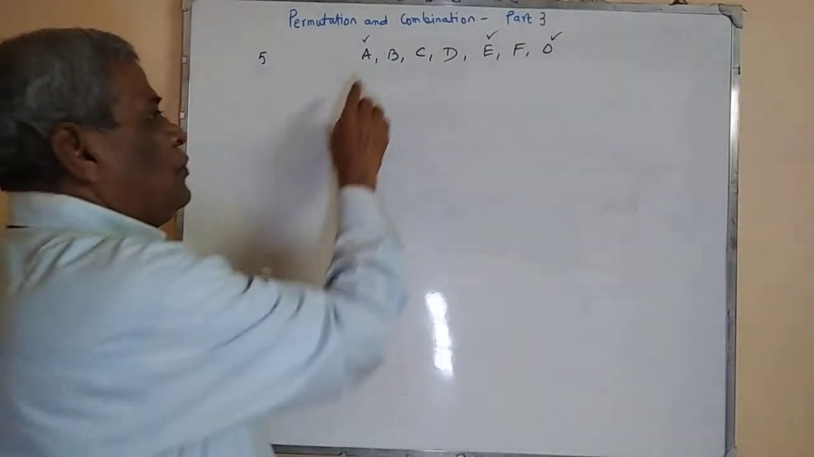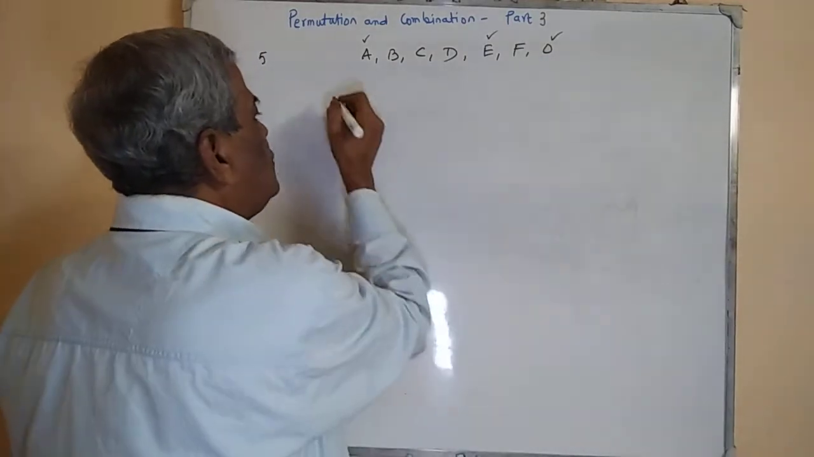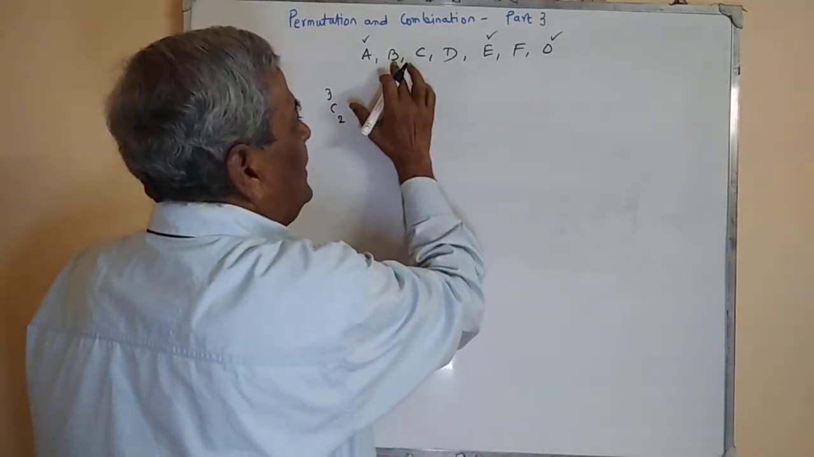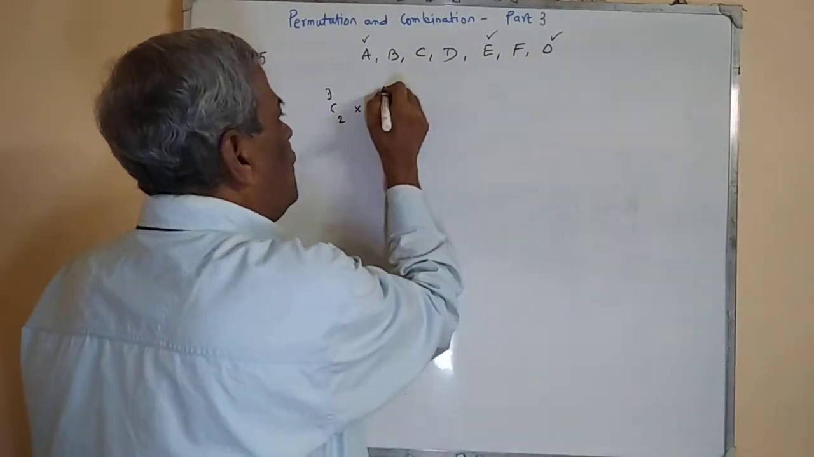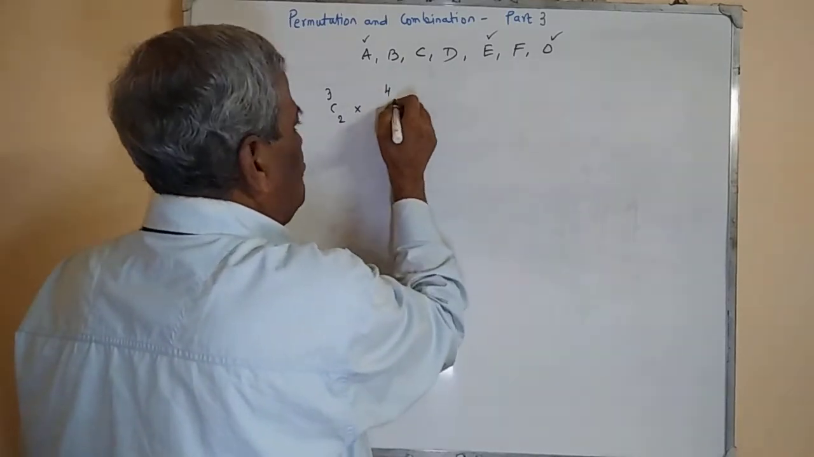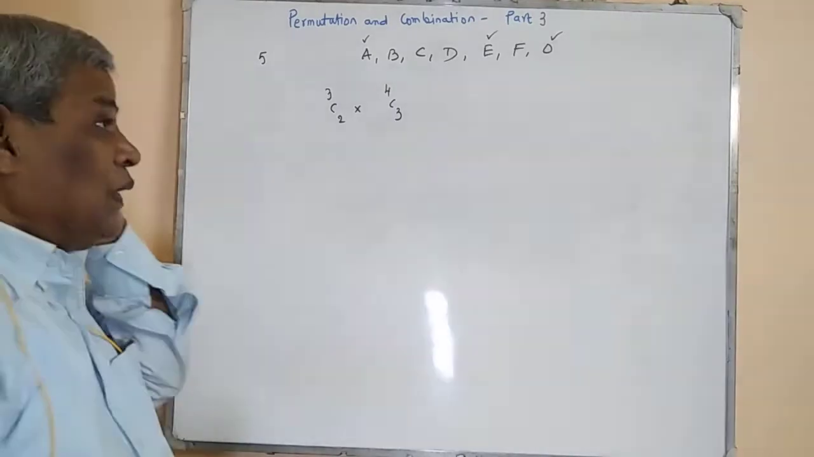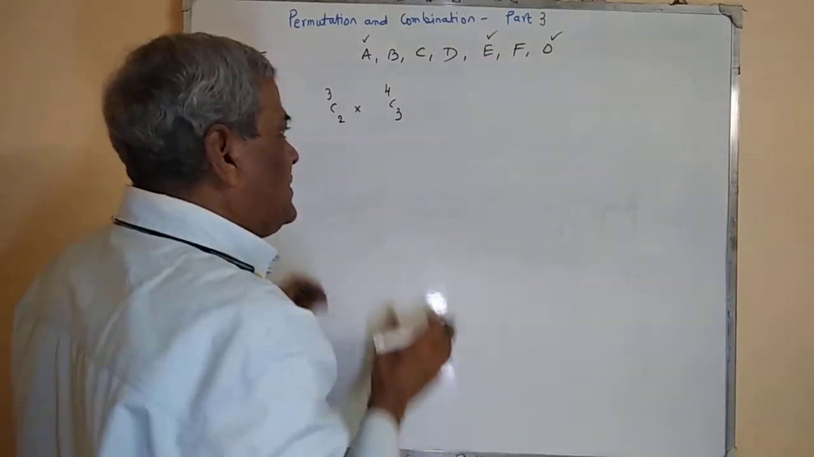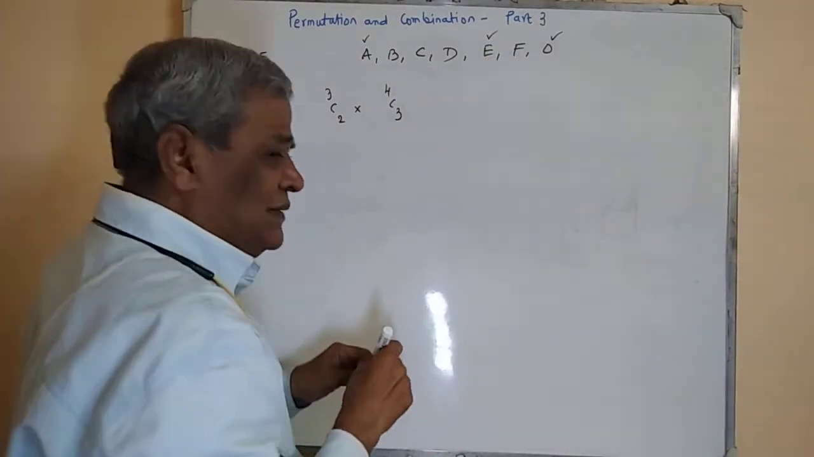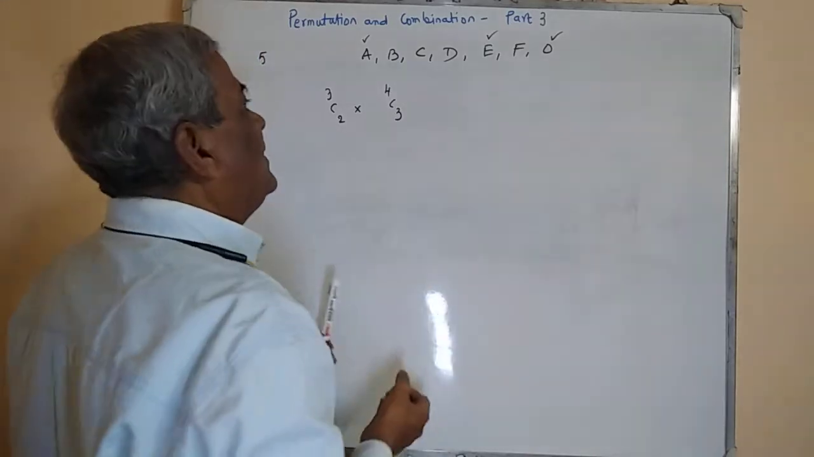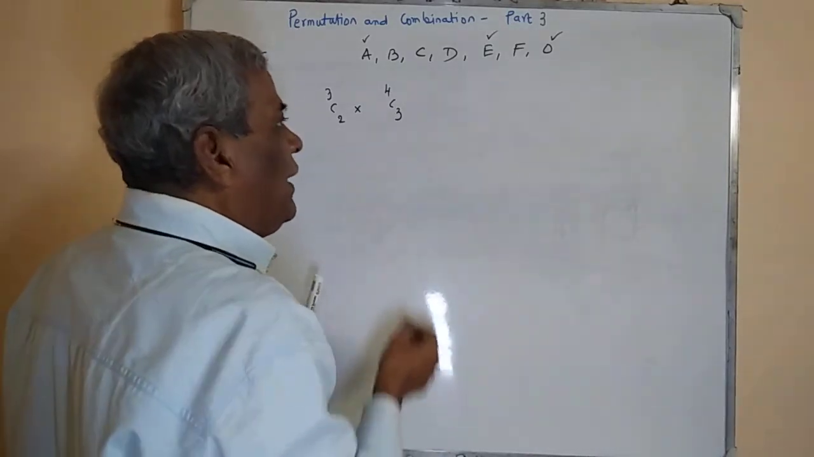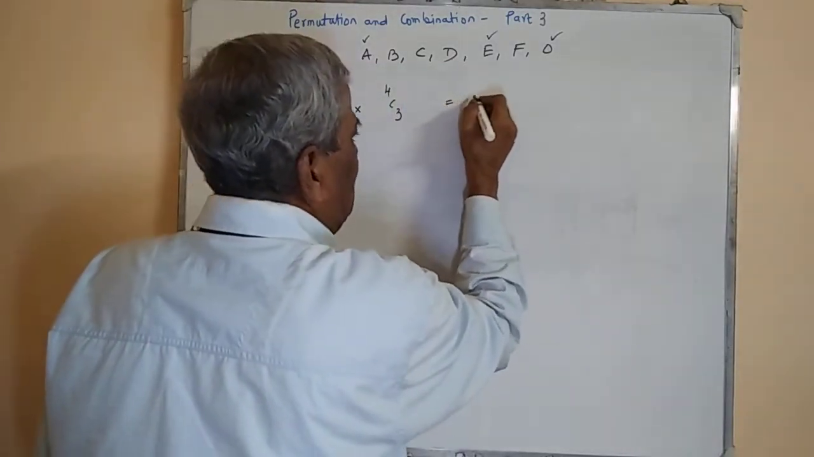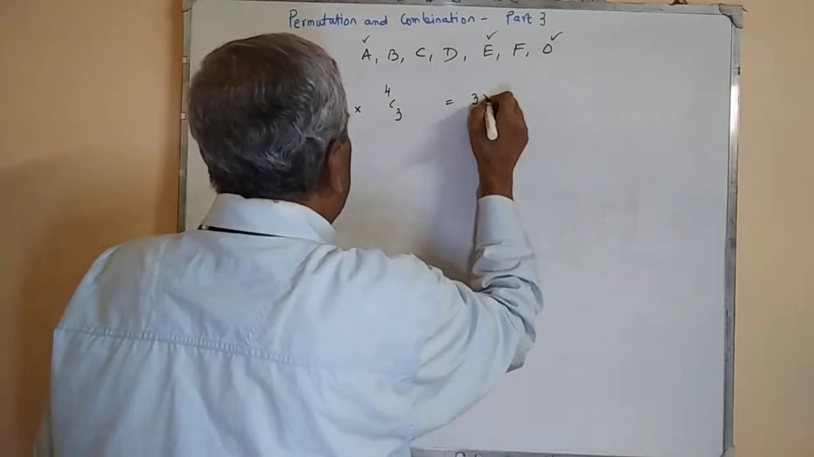Now the problem is from 3 vowels we have to choose 2 at a time, and the number of consonants is 1, 2, 3, and 4. From 4 consonants we have to use 3. So this way 3C2 for 2 vowels and 4C3 for 3 consonants. So altogether 5 letters are selected, of which 2 are vowels and 3 are consonants. So this is equal to 3C2 is 3 and 4C3 is 4.